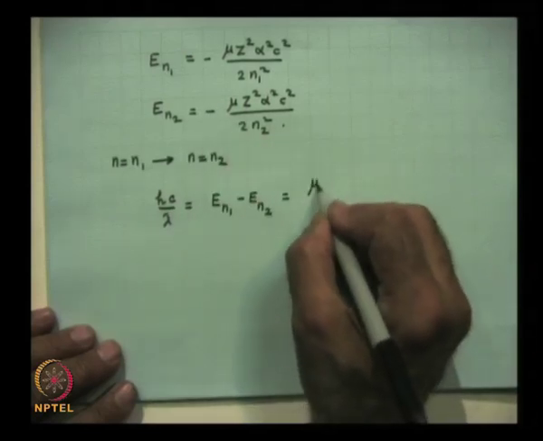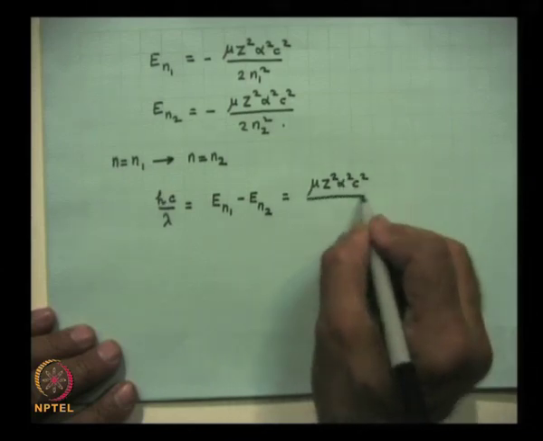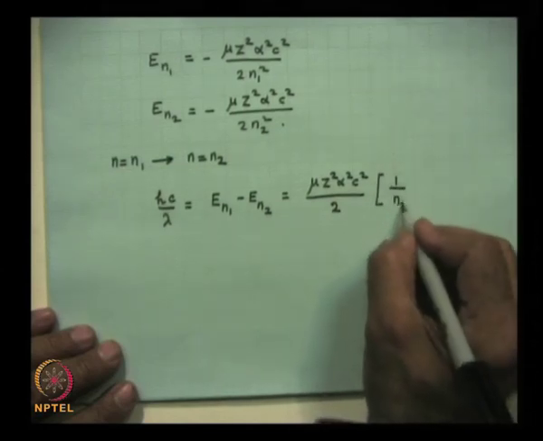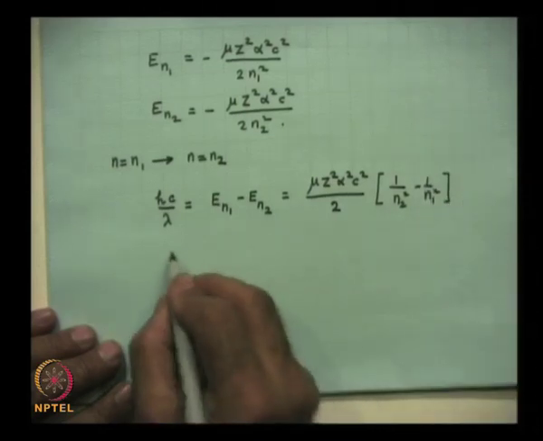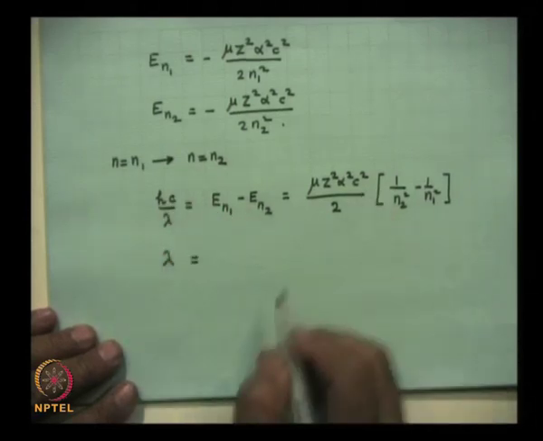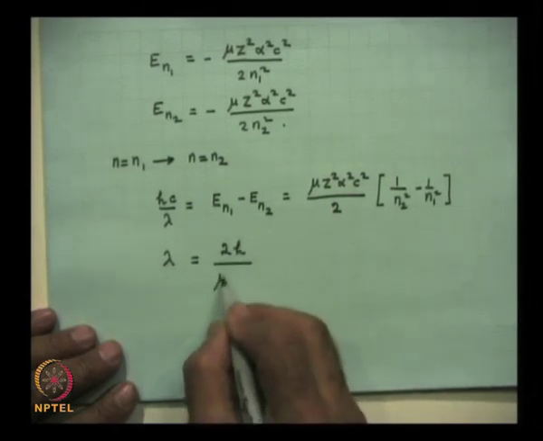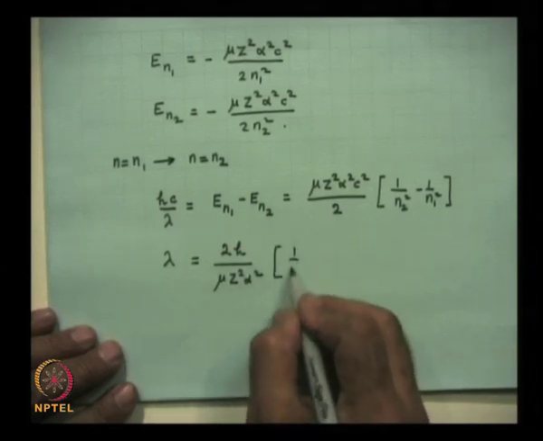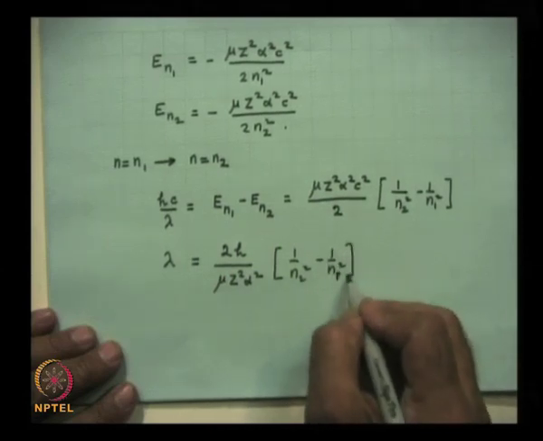So, this will be mu z square alpha square c square by 2 times 1 over n2 square minus 1 over n1 square. So, the wavelength of the emitted light, where c will cancel out, you will get 2h by mu z square alpha square into 1 over n2 square minus 1 over n1 square, raised to the power of minus 1.